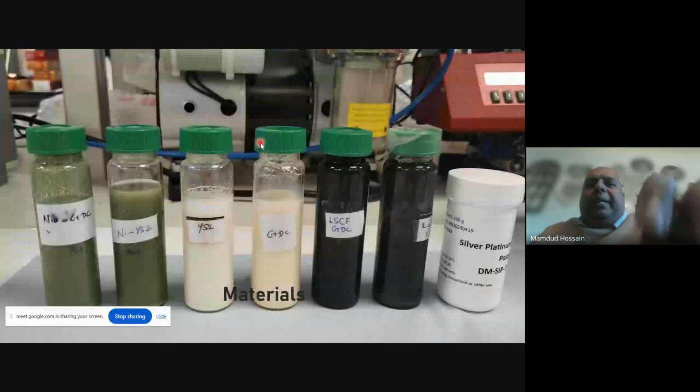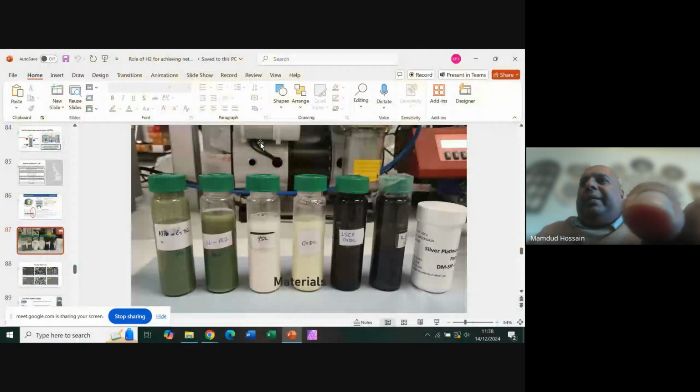Okay, now these are some of the materials we used in our production. This is a slurry of nickel oxide with GDC. This is a slurry of nickel with YSZ. This is YSZ material. This is GDC material. This is LSCF GDC material and things like that.